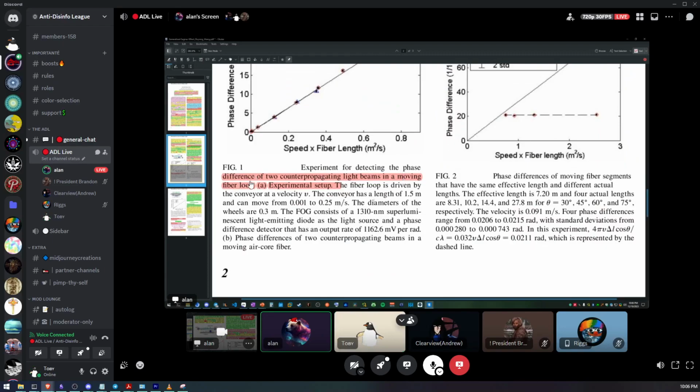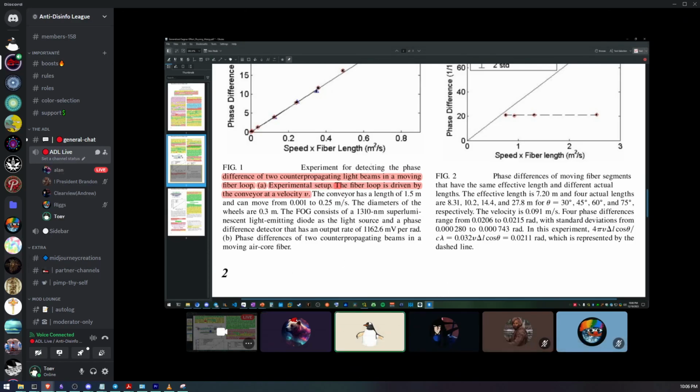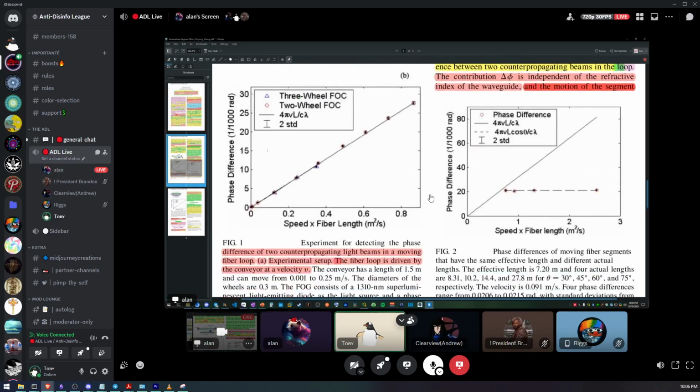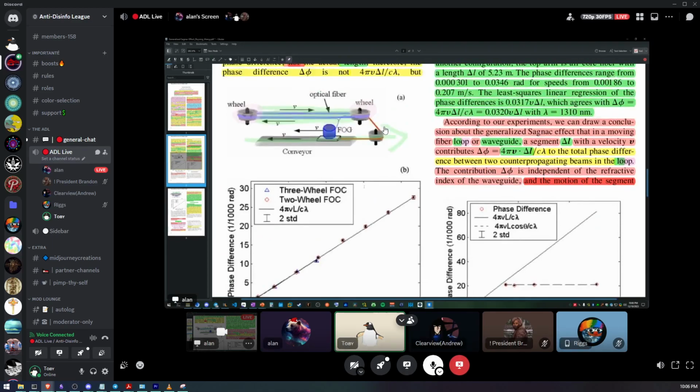Experiment, down here at the bottom, at the end. The fiber loop is driven by the conveyor. Okay, so the conveyor can only move from the diameter to the wheel. Well, that makes sense now. That's how they got the exact linear velocity. It's a racetrack. So scroll back up to the figure again, or back up more to where the actual setup is.